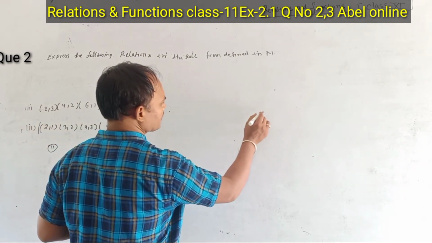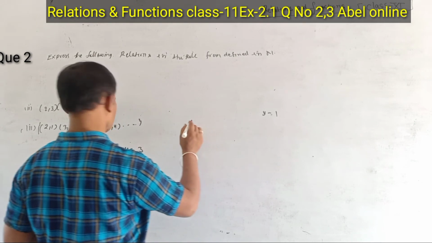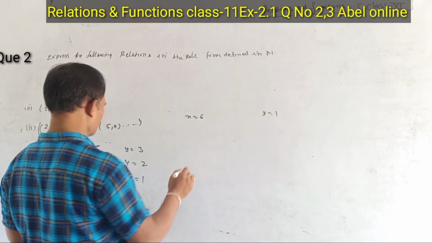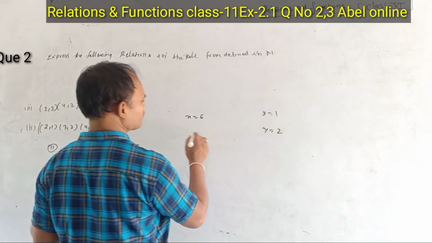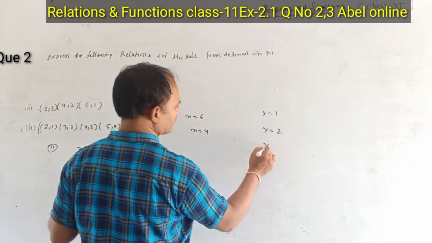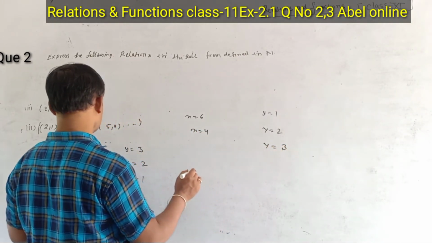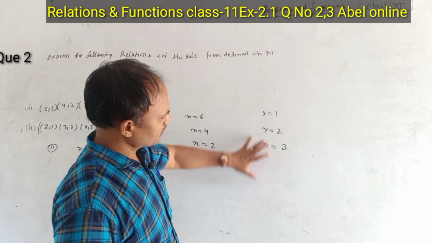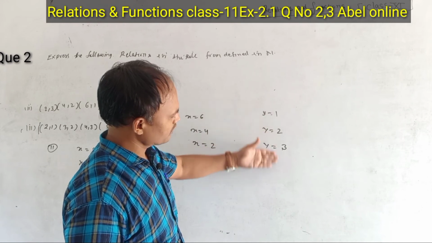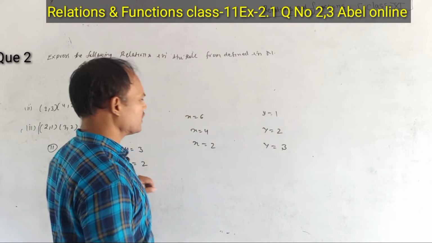So I write it again. It is y equal 1, then x equal 6; y equal 2, x equal 4; y equal 3, x equal 2. So it is in order, 1, 2, 3. So we are taking 6, 4, 2 as the values of x.